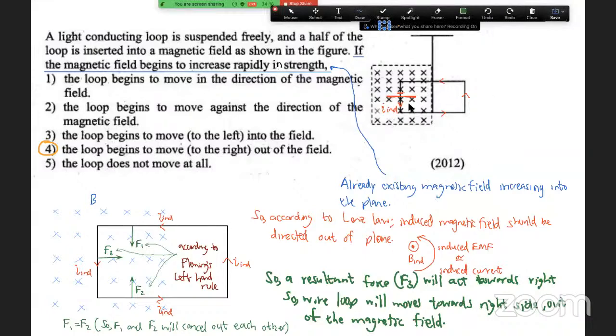All right. So I hope this question gave you a good comprehension about how to apply Lenz's law. That's why Lenz's law is not just that equation. Remember, Lenz's law is how you apply it, how you find out the current. That is important.